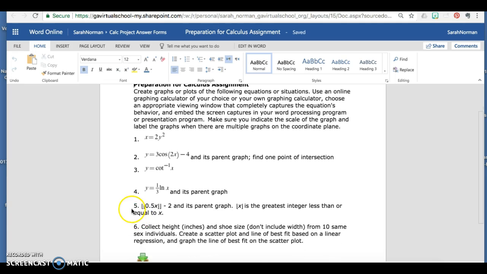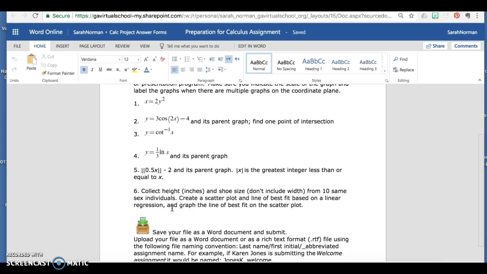Then for number five, I think this is supposed to have a y equals. I probably just didn't copy it when I copied and pasted here, but you're going to graph the greatest integer function, y equals the greatest integer of 0.5 times x, and then subtract 2, and its parent graph. Well, the parent graph is just y equals the greatest integer of x, or greatest integer less than or equal to x. So these would just be transformations on the original parent graph.